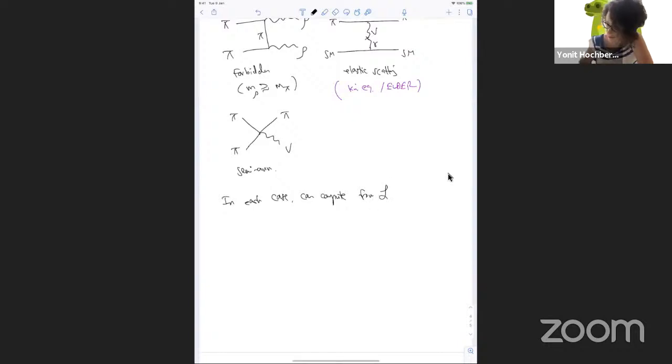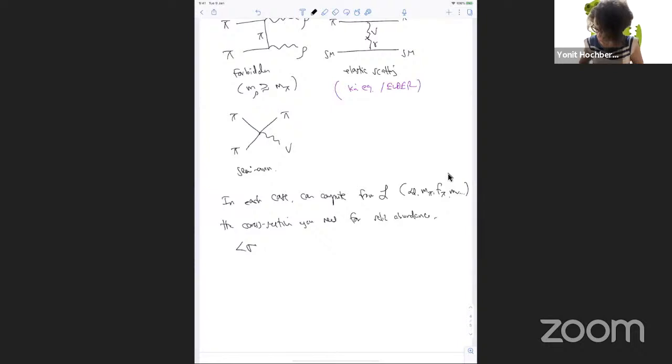For each case, you can compute from whatever Lagrangian you have. Your Lagrangian is a function of your gauge couplings, the mass of your dark pion, some decay constant of this dark pion, the mass of this vector, et cetera. So with all the parameters of your particular theory, you take your Lagrangian and compute in each case the cross section that you need for the relic abundance. You compute whatever thermally averaged cross section is relevant for a particular process, as a function of all of these parameters.